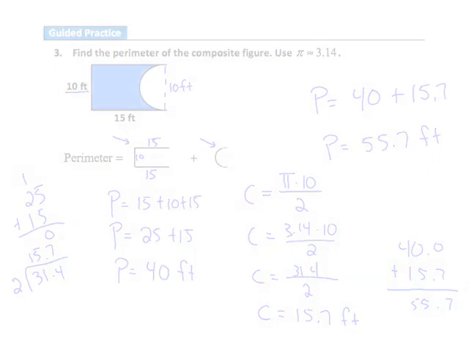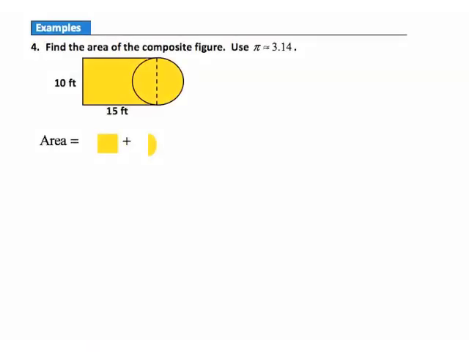and that was feet. Now let's take a look at an example that will help you understand how to find the area of a composite figure. Example 4. Find the area of the composite figure. Use pi equal to 3.14.